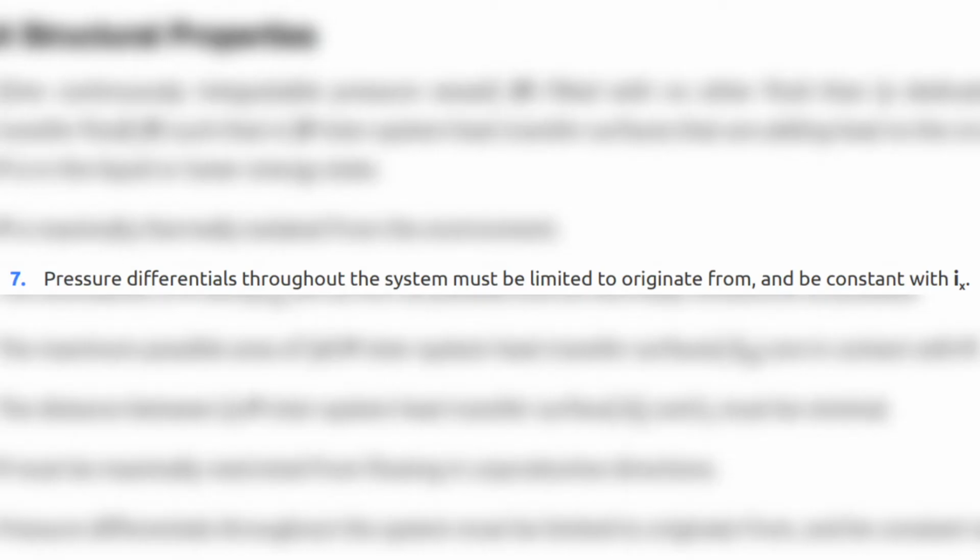Property 7, pressure differentials throughout the system must be limited to originate from and be consistent with IX.